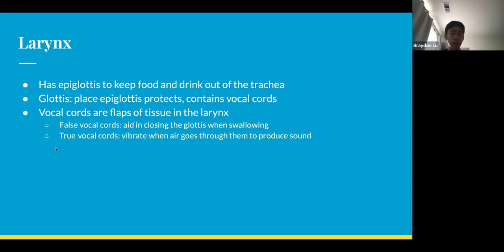And your vocal cords are basically flaps of tissue in the larynx. There are false vocal cords, which don't make sound, but they aid in closing the glottis when swallowing. And then there are your true vocal cords, which are the vocal cords that vibrate when air goes through them to produce sound.